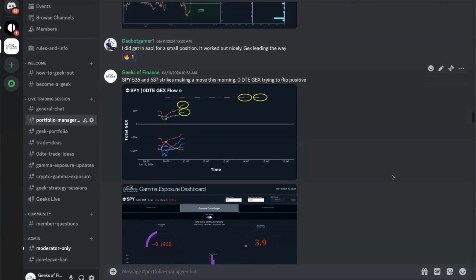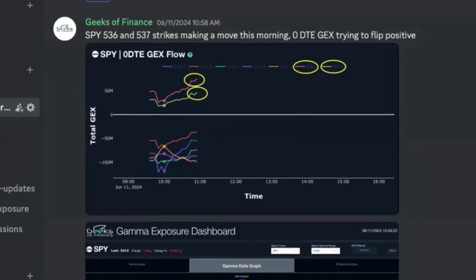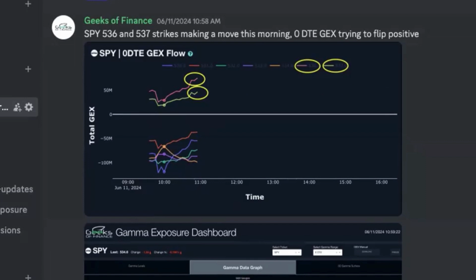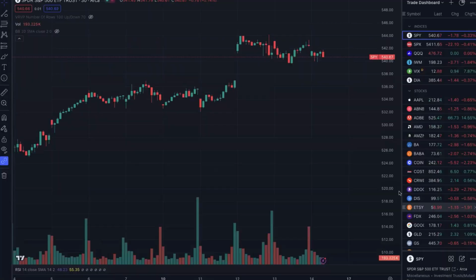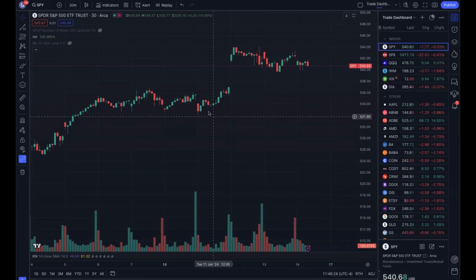This is actually, I don't know if you remember this, Sean, a screenshot from Tuesday from our Discord. We were identifying the SPY 536 and 537 strikes. We pointed out an acceleration in those two strikes. At the time, the SPY was trading around 534.50. This was around 10:30, 10:45 a.m.